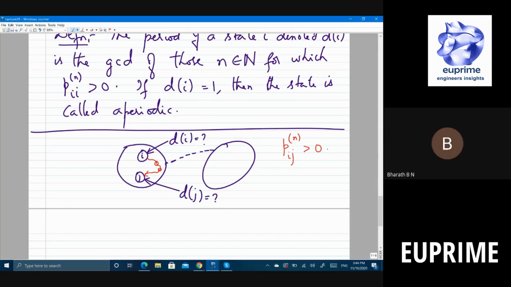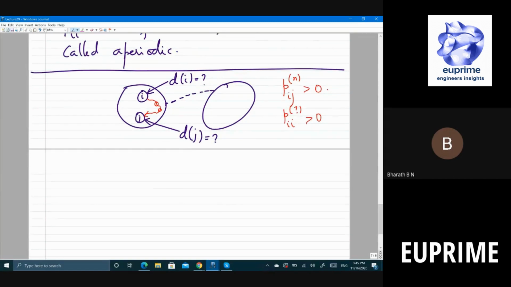So Pii, going from I to I after some steps, is also greater than 0. After some steps it is also greater than 0, for example some multiple of d of I. So that will be greater than 0.